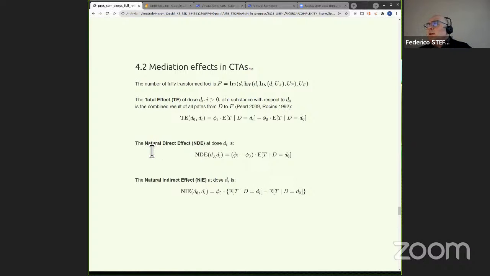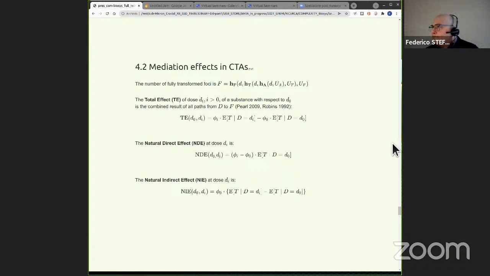Let's take a look at the natural direct effect. This is defined by phi I minus phi null times the expected value of T under the null. And then we also have the natural indirect effect at dose level d I, which is phi null times the difference of the expected value of T at the two reference concentrations.